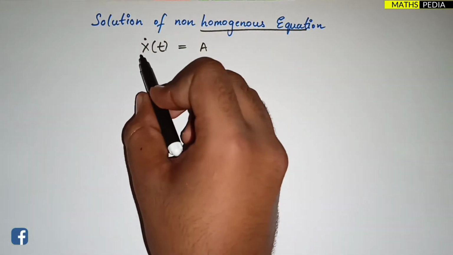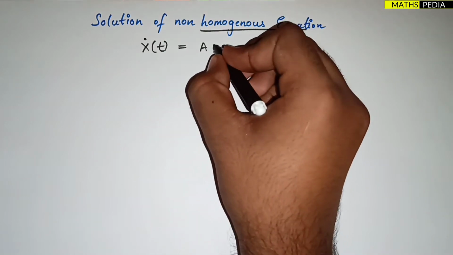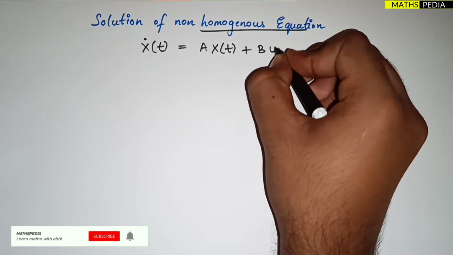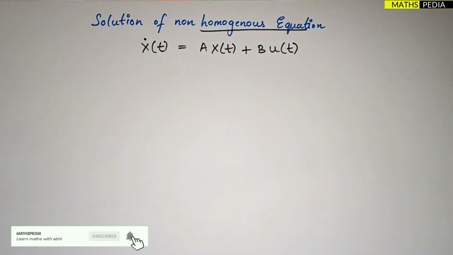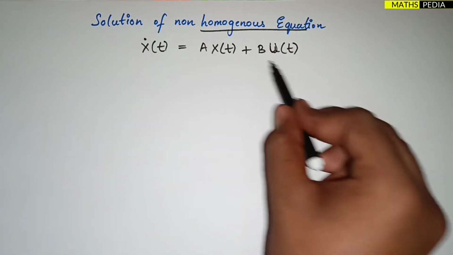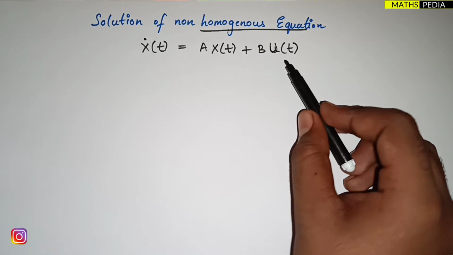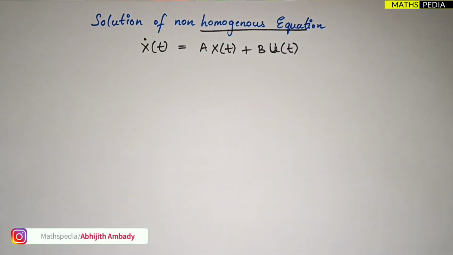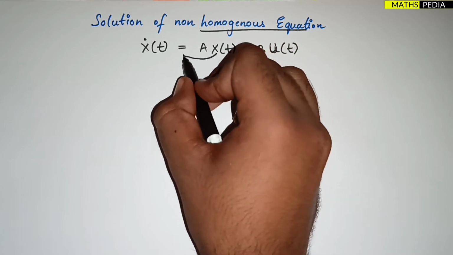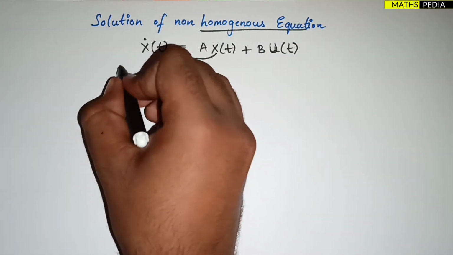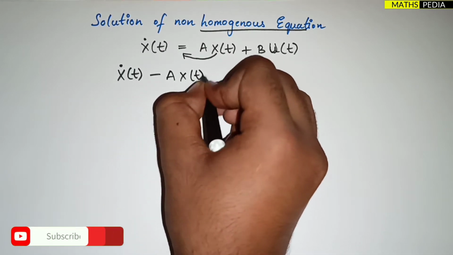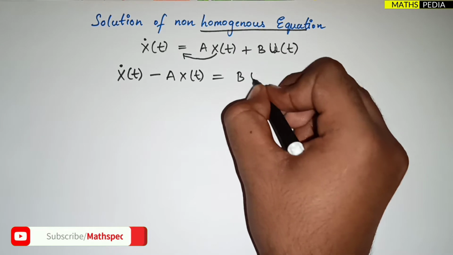It is given by x dot of t is equal to A of x of t plus B into u of t. Okay, this is the thing. Now in the homogeneous equation this term won't be there. In the non-homogeneous equation, this is the equation. Now from this I'll bring, this is the derivation, I'll bring this x of t towards the LHS part. So what will happen, x dot of t minus A into x of t equals B into u of t.